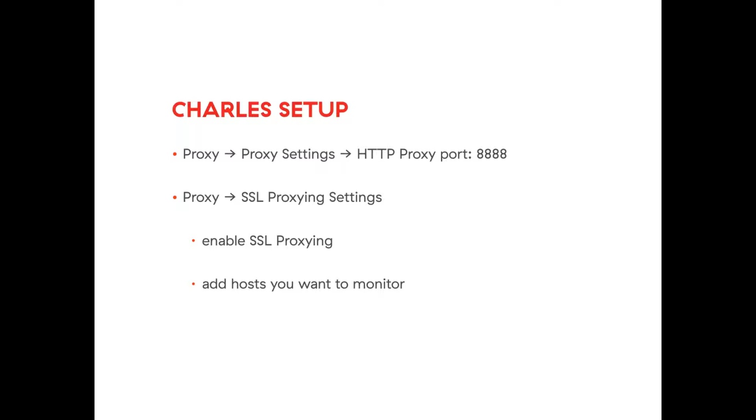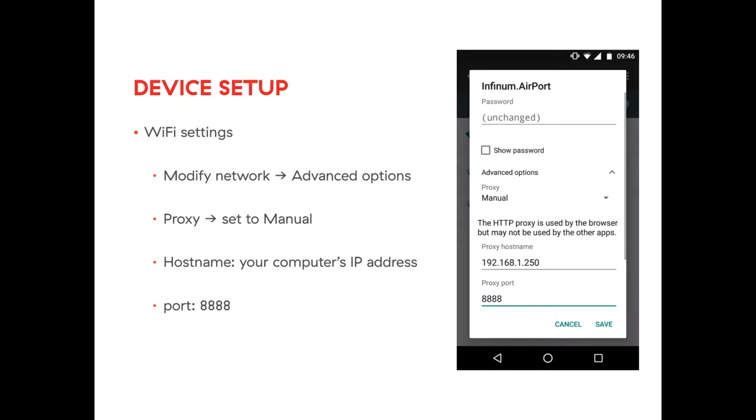The basic setup for Charles is, once you open it, you go to settings and set the proxy port. So for example, 8888, and enable SSL proxying. And you can also add hosts you want to monitor if you don't want to see all the traffic that's coming from your app. On your device, you go to Wi-Fi settings, and under advanced options, you set the proxy setting to manual. Set the host name to your computer's IP address, so the computer where you have Charles running, and set the same port as you set in the Charles settings.